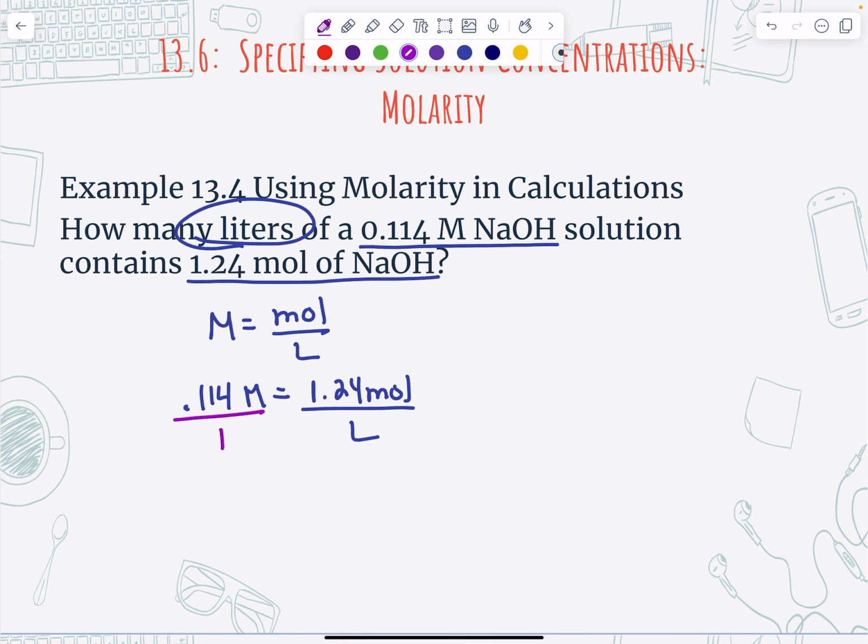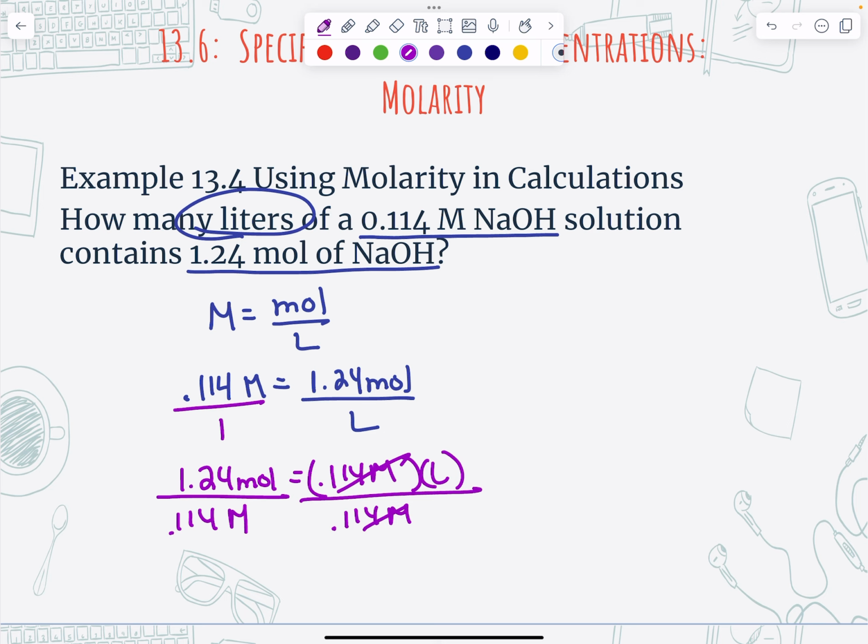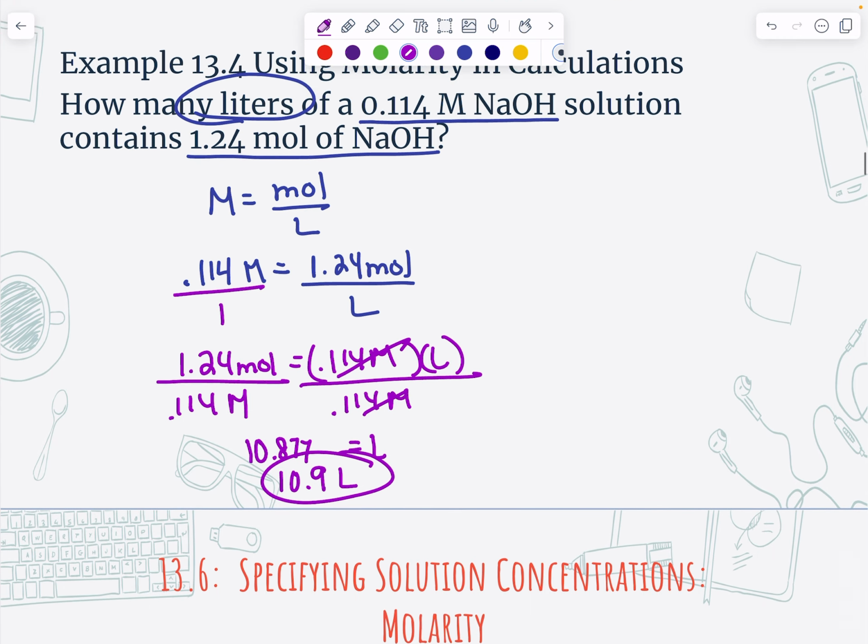And there's a few different ways that I can do this. I can cross multiply here, and then divide both sides by 0.114 molarity. And when I do that, my liters comes out to be 10.877, or 10.9 with three significant figures, liters. That's my volume that I would need to have that many moles of that molarity solution.